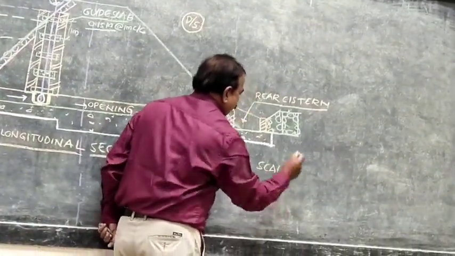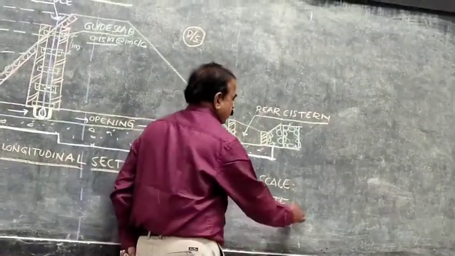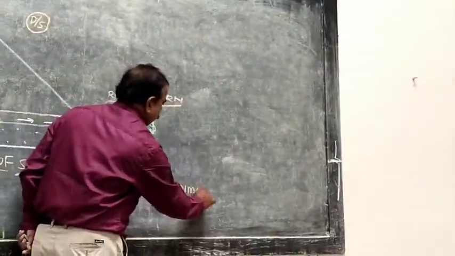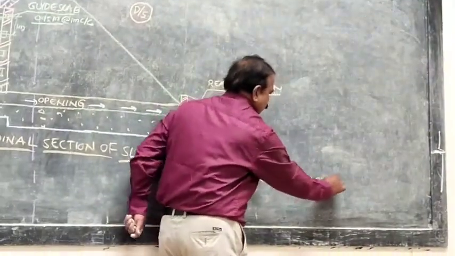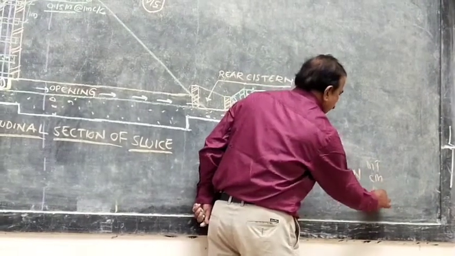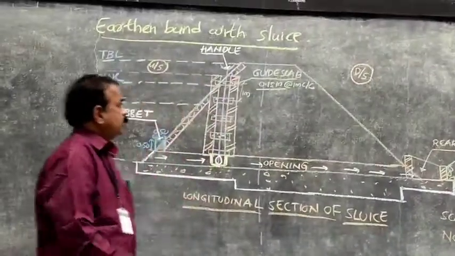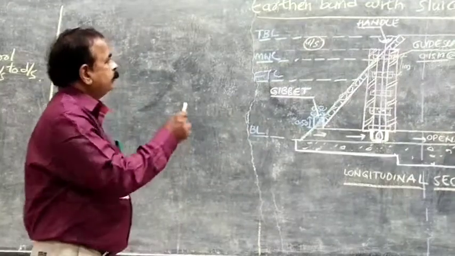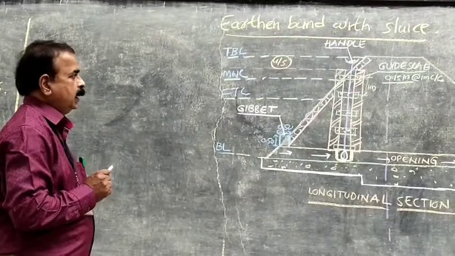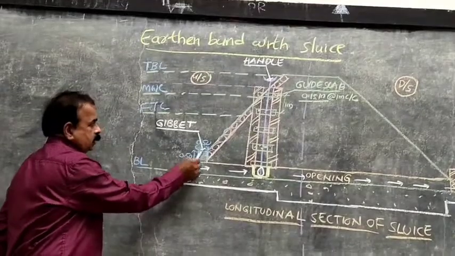And also in the note we have to write about the dimensions. Whether all the dimensions are in mm or meter, we have to write it carefully. It may be meter, centimeter, or mm; whichever you are using, we have to state here. That is the most important part of the earthen bund with sluice.